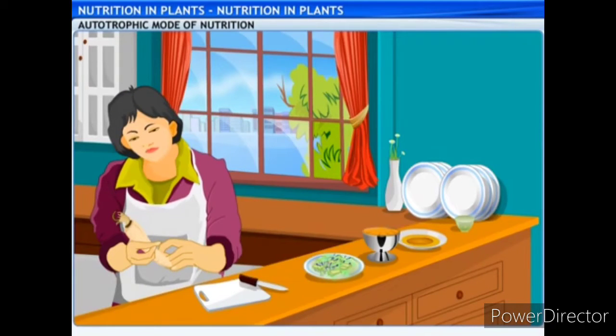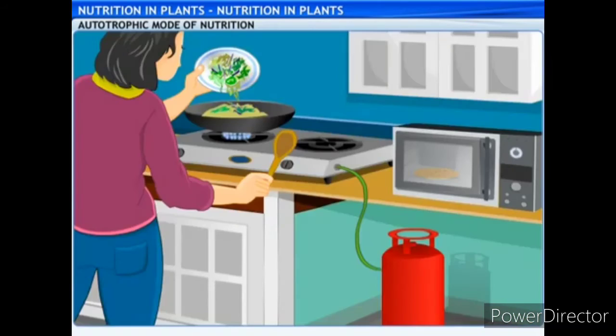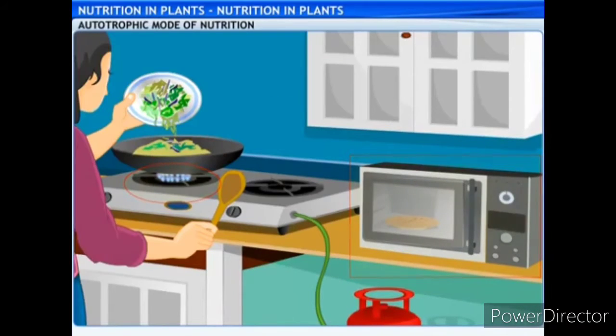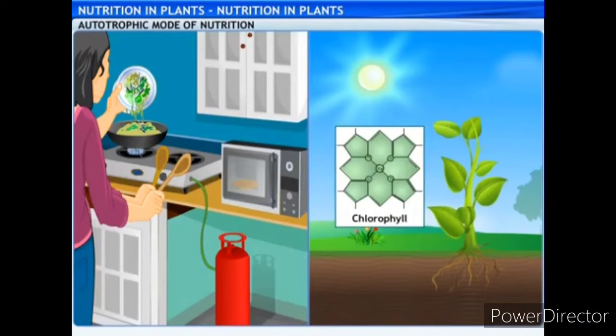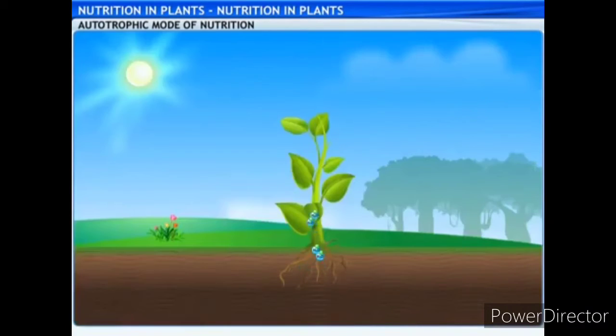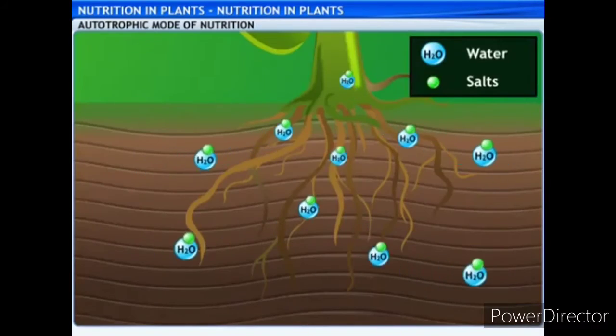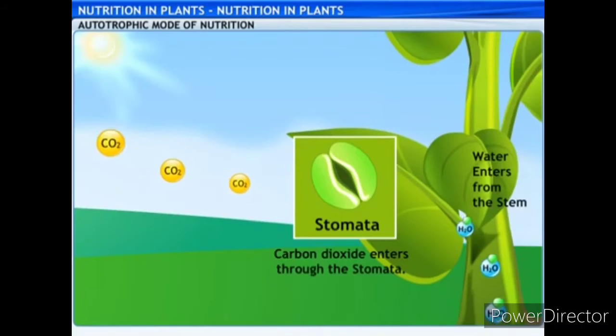How do we prepare food? Mother will prepare all vegetables and other supplements together and cook them. In this process, we get all the nutrient values which are suitable for our metabolic activities. But how does a plant prepare its food? It is a very interesting topic. Let us discuss.